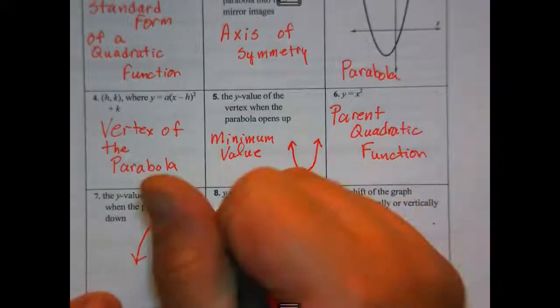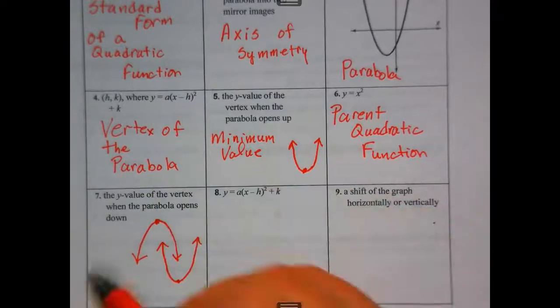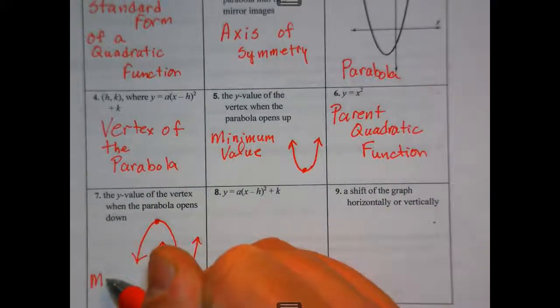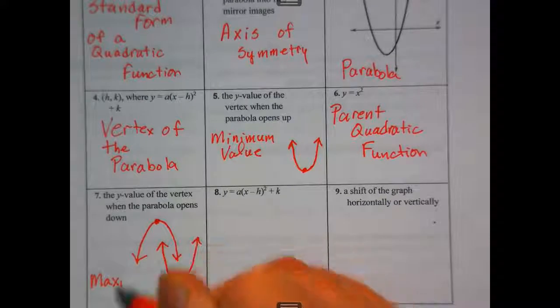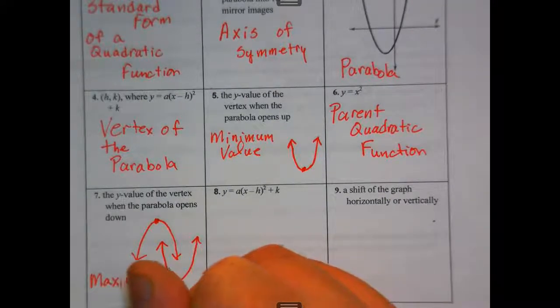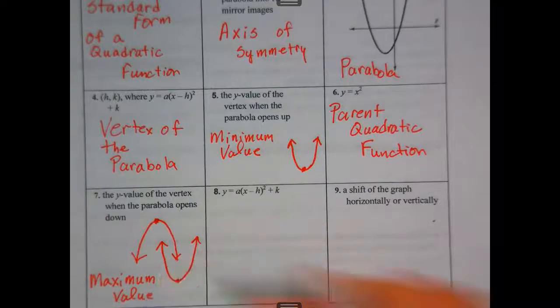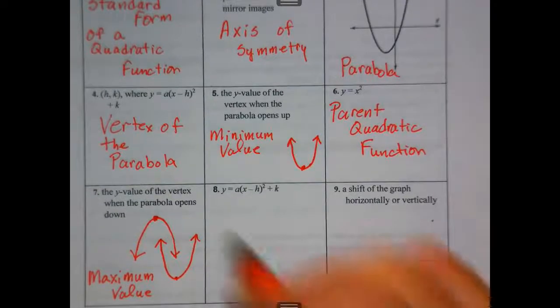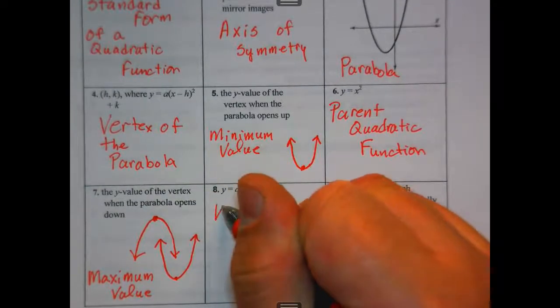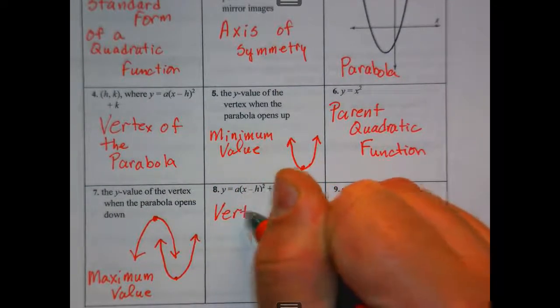Okay, so the y value of this one is going to be, that's right, kids, the maximum value. And number 8, where I just have y equals a times the quantity of x minus h squared plus k. All together, kids. Vertex form. Very good.